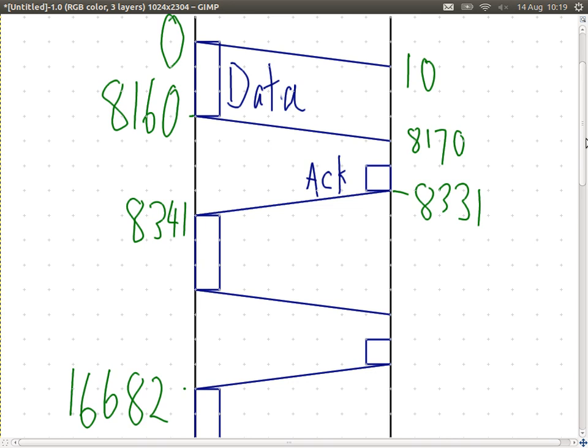How often, if we look not just at the first one, but the second one and the third one, and even if we had others, how often does B receive a data frame?